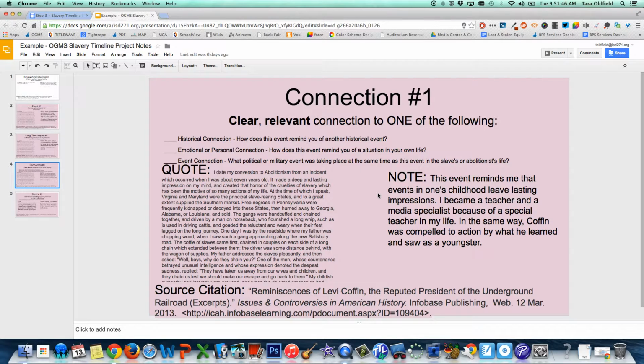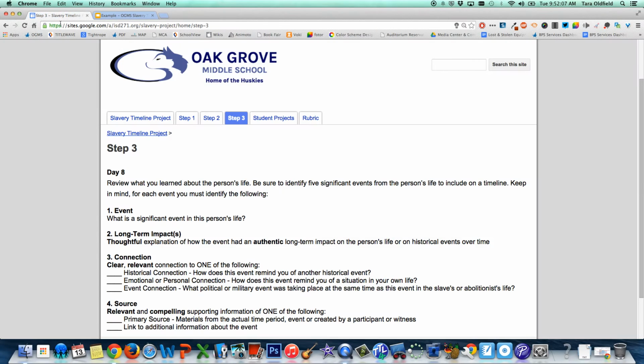There would be event connections too that would connect to this event in Levi Coffin's young life. And you get to choose what kind of connection you want to make. Sometimes it helps to talk to different people about connections. So invite your parents to weigh in, and they might have an idea too that might help. And that's okay to do. All right, so again, you're going to spend a bulk of your time working on connections probably.